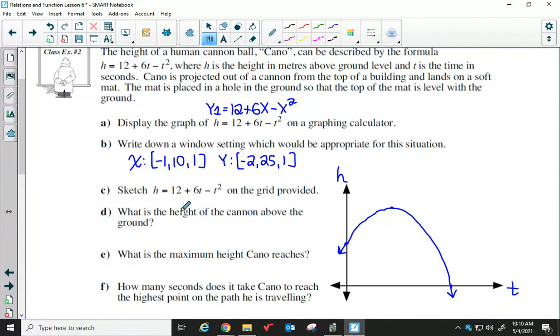Okay, we're actually going to use a different function to determine the height. It says what's the height of the cannon above the ground. The height of the cannon above the ground is going to be right here. That's where the person's being launched from. They're being launched from this height. They go up and they come back down. So what are we trying to figure out here? We want the y-intercept.